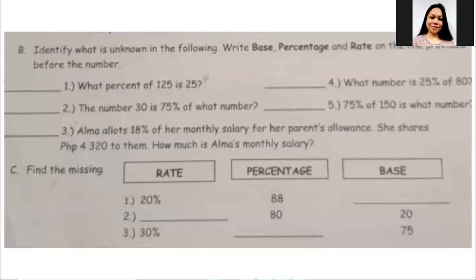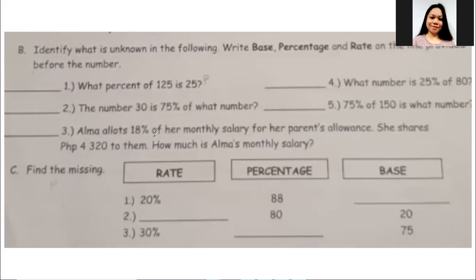Okay, number two: the number 30 is 75% of, you see that word of, what number? So this is your question mark, but that question mark is right after the word of, so that's gotta be the base. And of course, 75% has a percent sign, so this is your rate. And this one right here is your percentage. I hope that's clear. After the of, that's where you find the base.